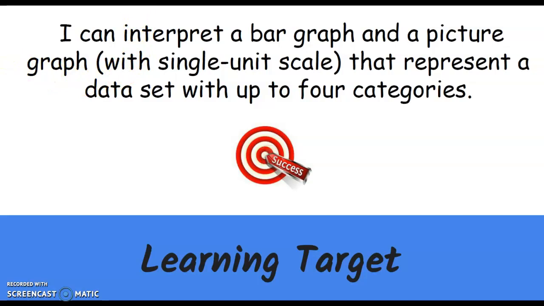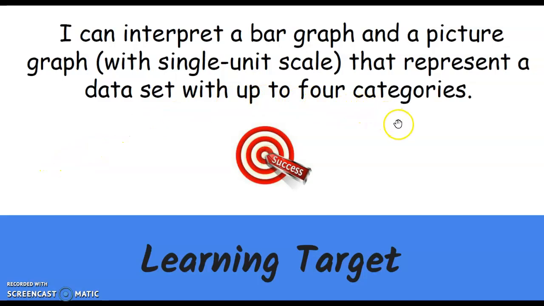Now for our learning target. I can interpret a bar graph and a pictograph with single unit scale that represents a data set with up to 4 categories. Now remember I said that a single unit scale are the numbers. The unit scale are the numbers on the side of, like, say, a bar graph. And it tells us how many. And when we have single unit scale, that means they count by ones. Okay, 1, 2, 3, 4, 5, etc. Remember, our graph always begins with 0.